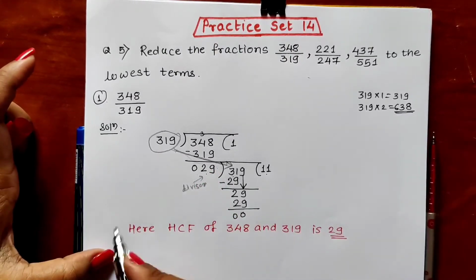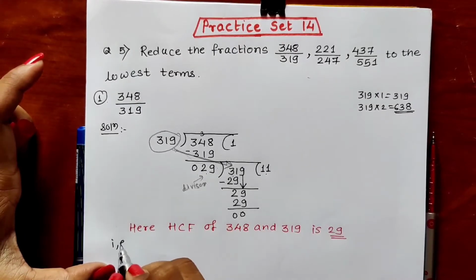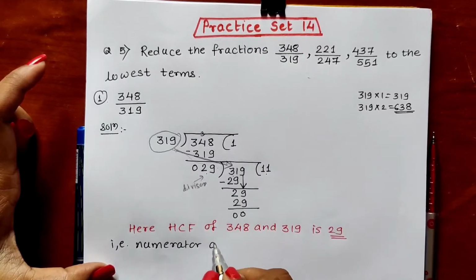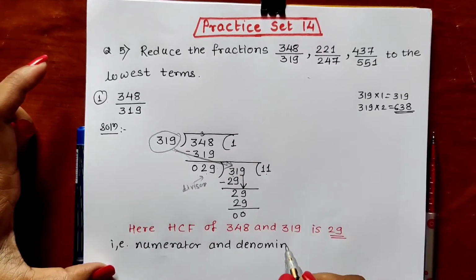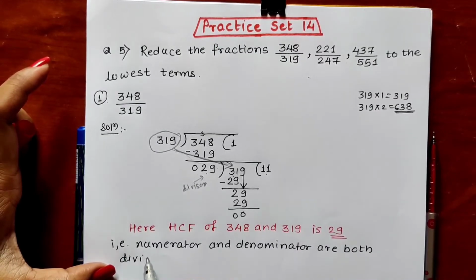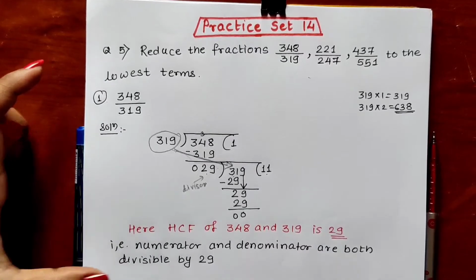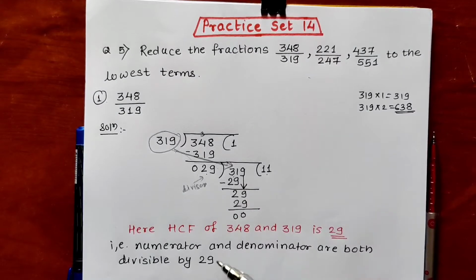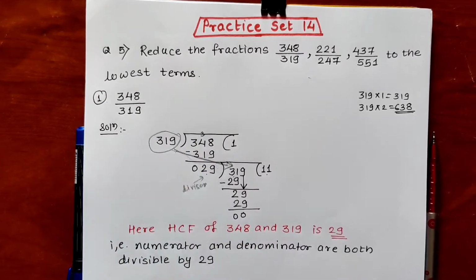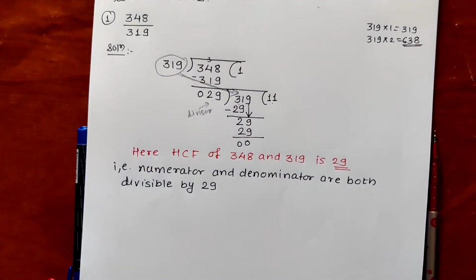What does it mean? It means that the numerator and denominator are both divisible by 29. Okay, so in this way we have got the HCF. Now it becomes easy to convert this fraction into lowest terms. So how to convert? We will be writing this fraction again.